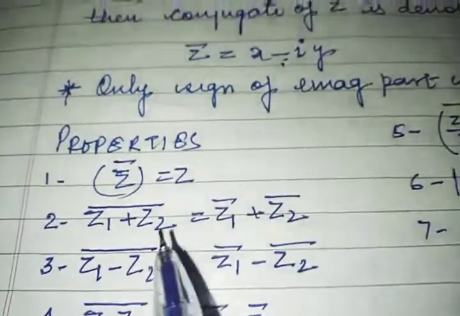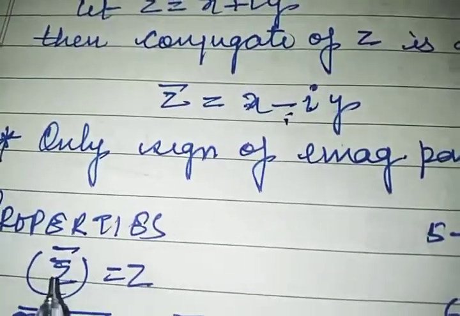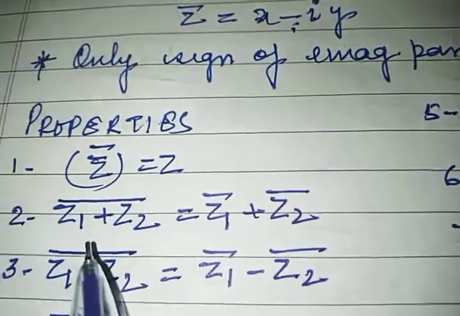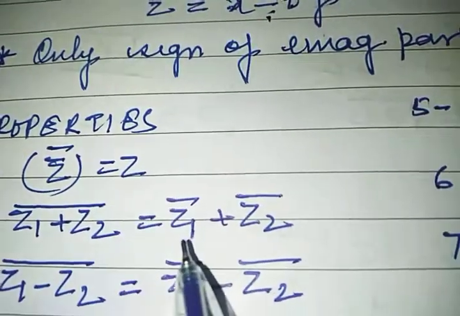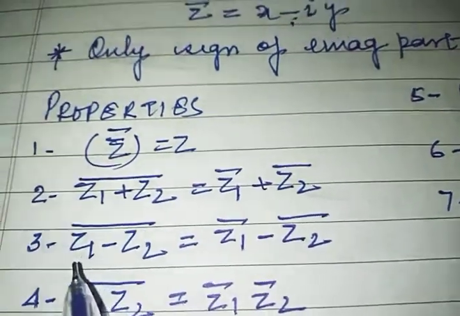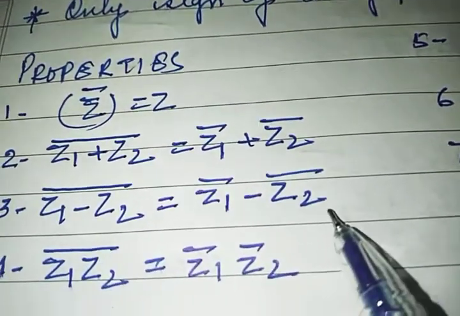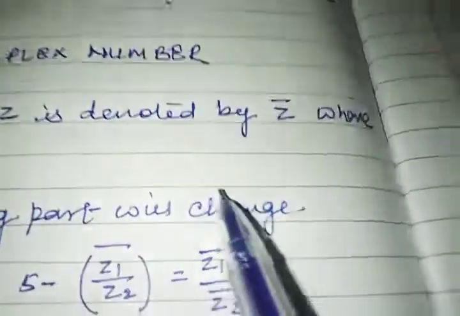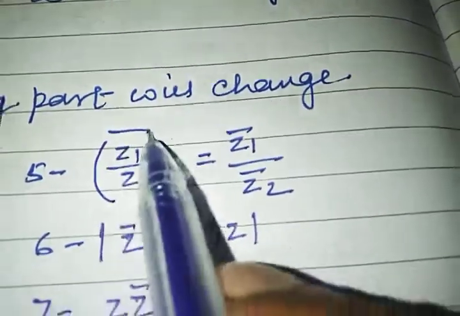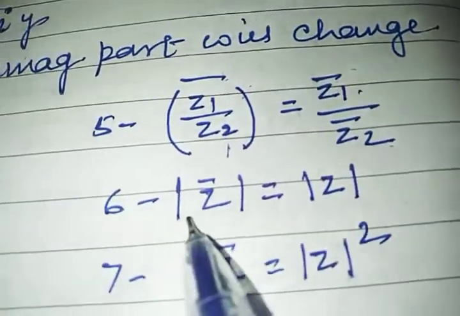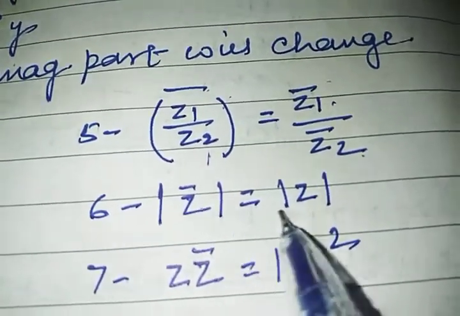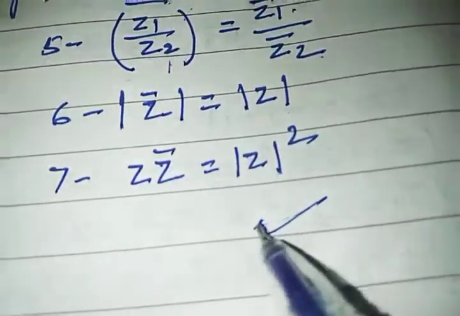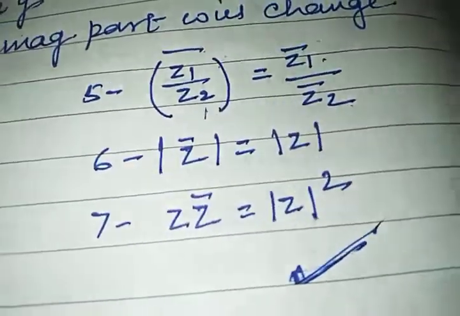So again we are having some properties here. See, this is bar z, then bar of bar z is equal to z itself, okay. Then bar of z1 + z2 is equal to bar z1 + bar z2, and bar of z1 − z2 is equal to bar z1 − bar z2, bar of z1 z2 is equal to bar z1 times bar z2. Then next we have bar of z1 upon z2 is equal to bar z1 upon bar z2. Then modulus of bar z is equal to modulus z, z times bar z is equal to modulus z square. Children, do by yourself and prove it, okay. If not done, I'll tell you.